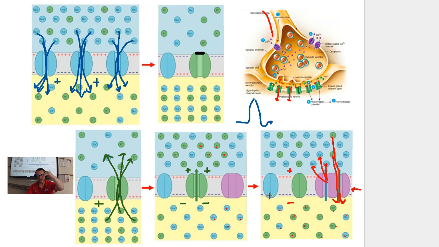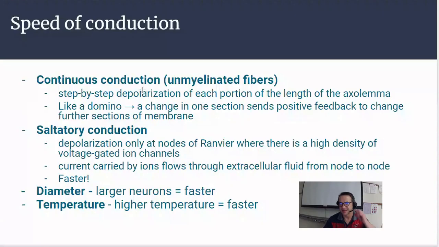So it briefly goes even below negative 70 millivolts. Remember, that's called hyperpolarization. And then the sodium potassium pumps kick in and bring it back to that resting membrane potential of negative 70 millivolts. All right, so now a couple things determine how fast the action potential can travel down the axon of the neuron. So it's the speed of conduction, how fast it can travel or conduct down the neuron.